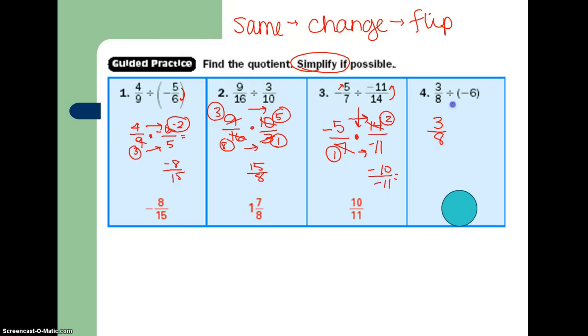For number 4, the first fraction stays the same. Change to multiplication. There was a 1 underneath the negative 6, so now it's in the numerator when we flip it. Divide out the common factors. Again, if you do not divide out the common factors, you're going to end up having to simplify this number, 3 over negative 48. Otherwise, it's going to do it quickly for you, which is 1 over negative 16.